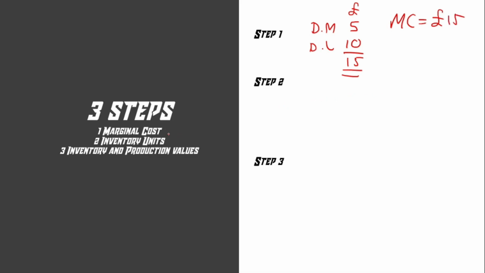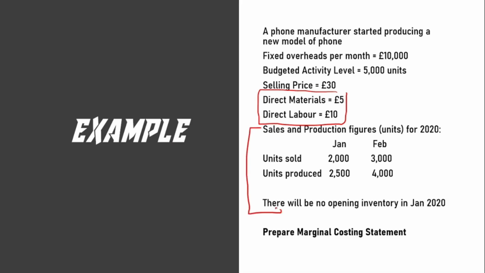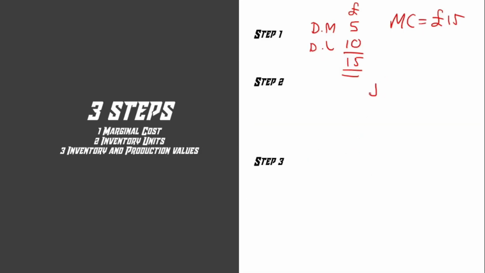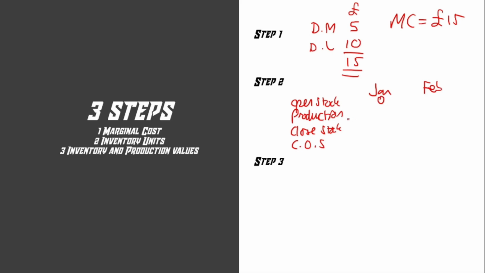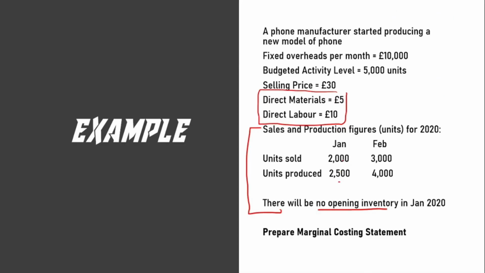Step 2 is to calculate the inventory units, and these units are basically these figures here. So we're going to write a column for January and a column for February, a column for the inventory, so opening stock, production, closing stock, and the cost of sales. For opening stock of January, they told us there is none. If they've given you the figures for the opening inventory, then write that down. In this case there's none, so we're going to write 0. For production, they told us it's 2,500, and for cost of sales it's 2,000.